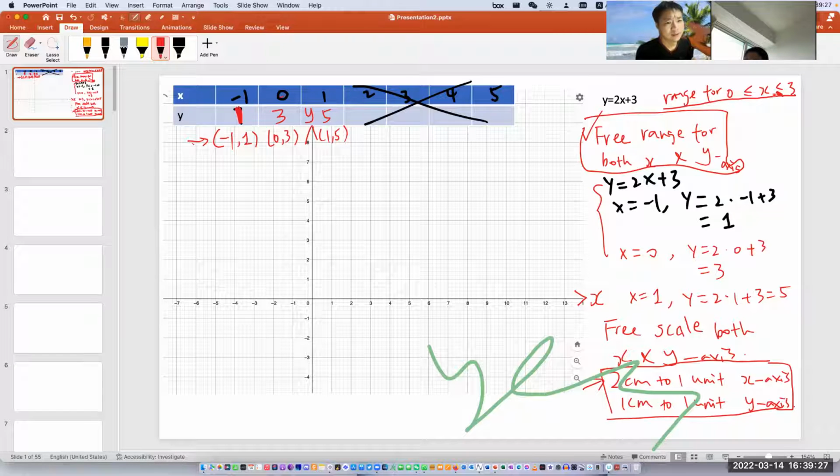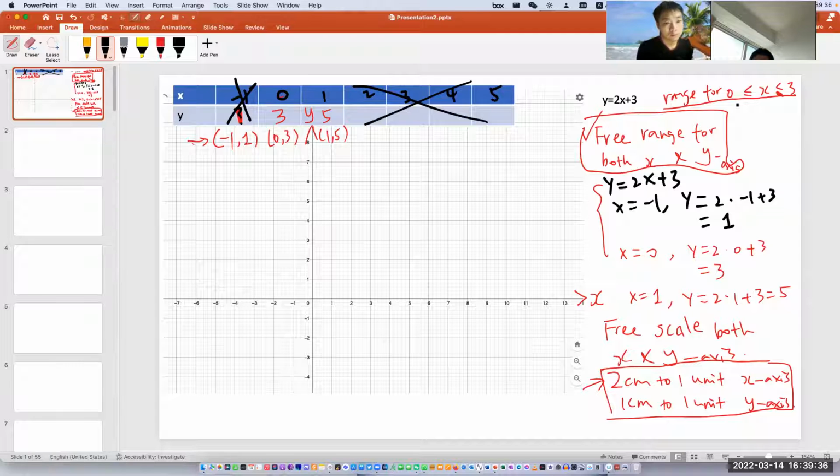So what does this mean? This means you cannot take -1 for x, because the range for x starts from 0. So you start from 0, so you don't need this -1, right? And then you will end at what value for x? You will end at 3, right? Because 3 is inclusive with the equal sign here.